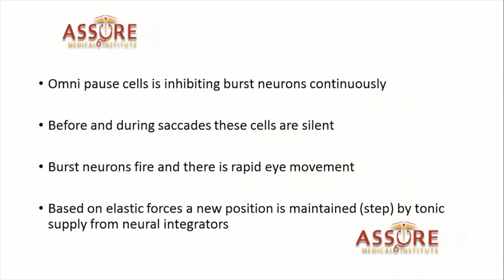So omnipause cells inhibit the burst neurons continuously, and before and during the saccades, these omnipause cells become silent and the burst neurons fire, and there is rapid eye movement. Based on these elastic forces, a new position is maintained, that is the step, by the tonic supply from the neural integrators.